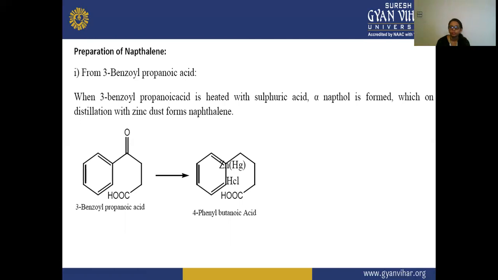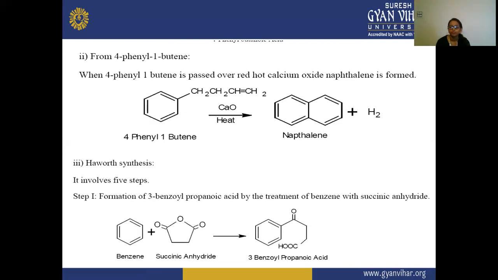So this is the first method of preparing naphthalene: from 3-benzoyl propanoic acid, alpha naphthol is formed, and this is then distilled with zinc dust to form naphthalene. Next, it is from 4-phenyl-1-butene. When 4-phenyl-1-butene is passed over red hot calcium oxide, naphthalene is formed, plus hydrogen gas is liberated.